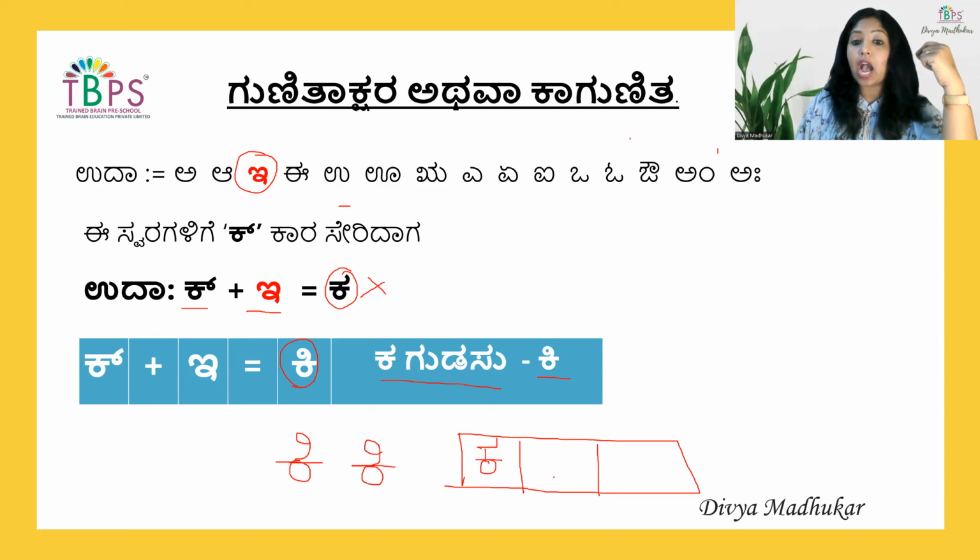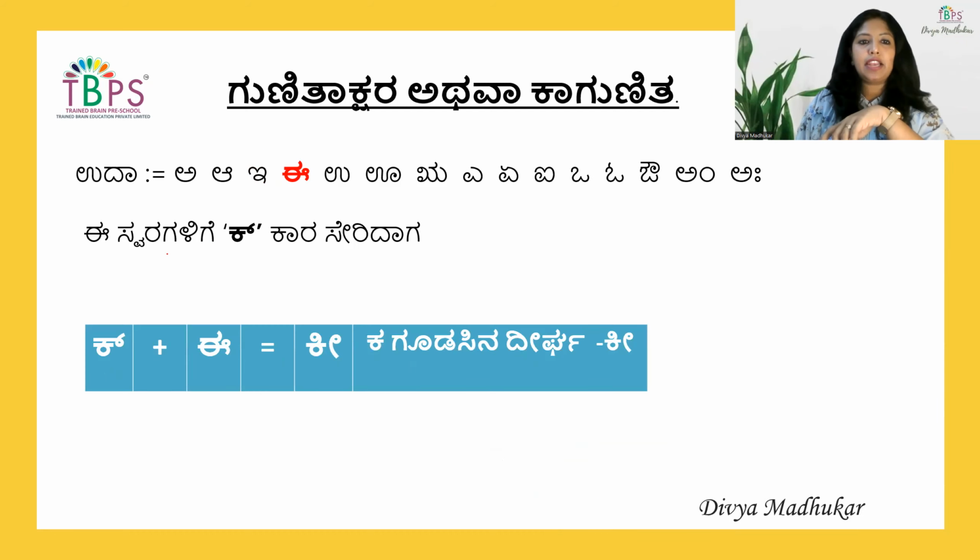When you add Ka and A, you get Ka. Ka, Dirga, Ka. K and E makes Ki. Ka, Gudusu, Ki. How do you read it? Ka, Ka, Ki. Three things. Clear? Very good. Now the next one. Good going, children. You're able to identify nicely.